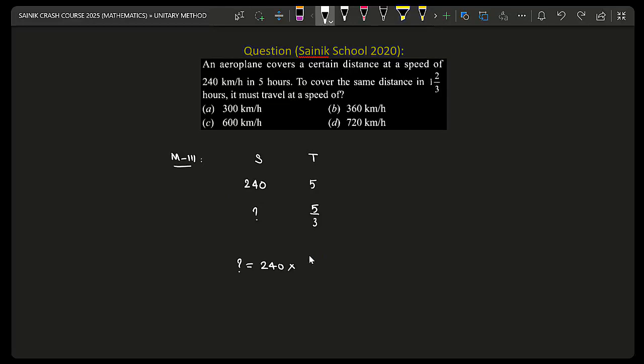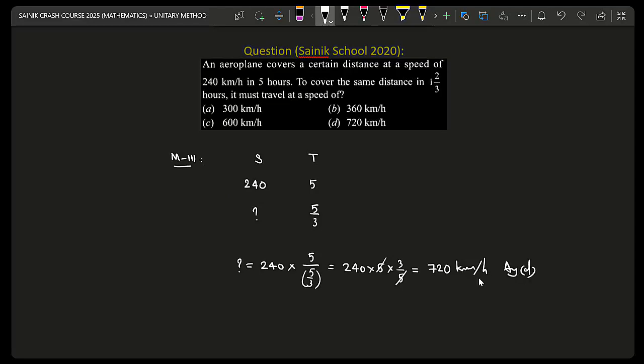So what is the fractional form I have to write? Sir, 5 by 5 by 3. 5 by 3 is in the denominator, right? Okay, what happens to the fraction which is in the denominator? Sir, it will be reciprocal. So that is 3 by 5. Now the answer? Sir, 5 cancels. Yes, 5 cancels. 24 into 3 is equal to 72. Then put 0. 720. 720 kilometers per hour. That is option D.